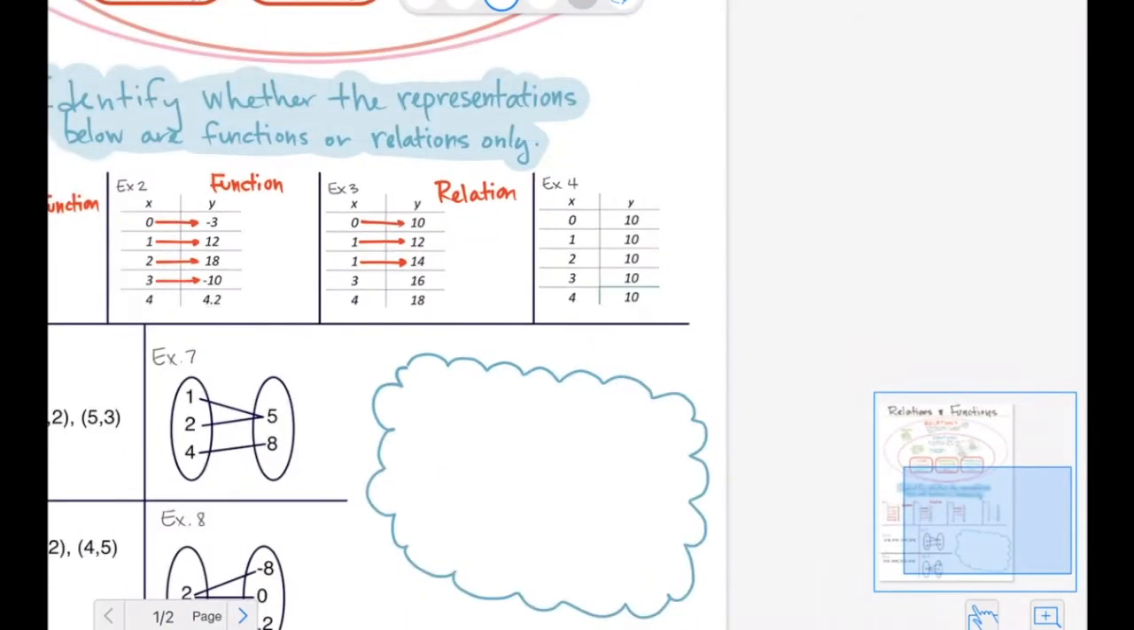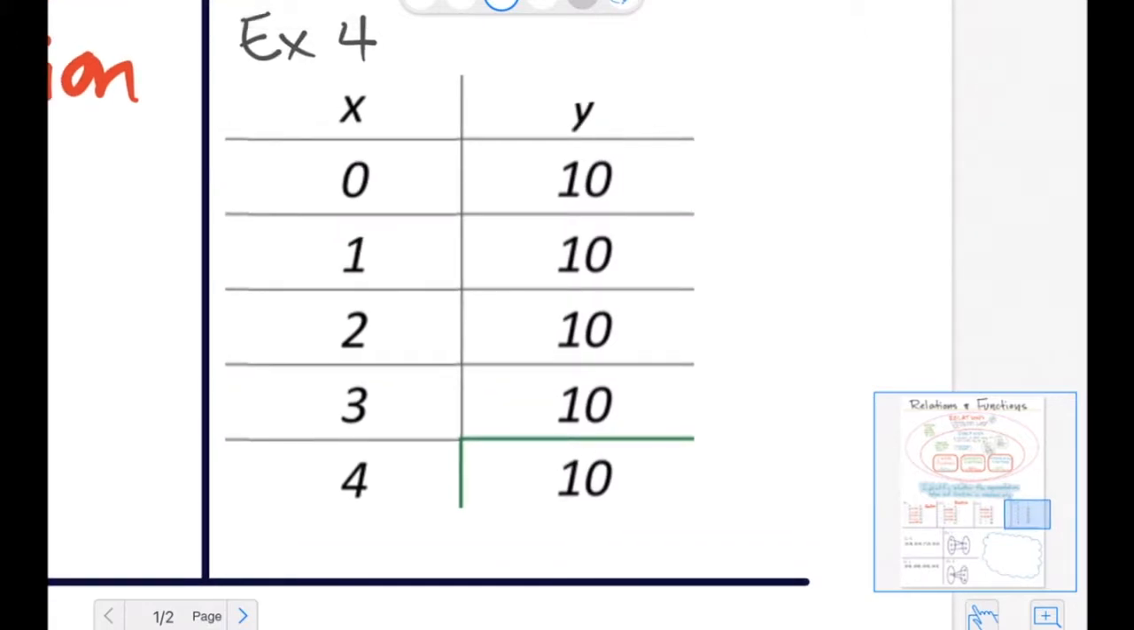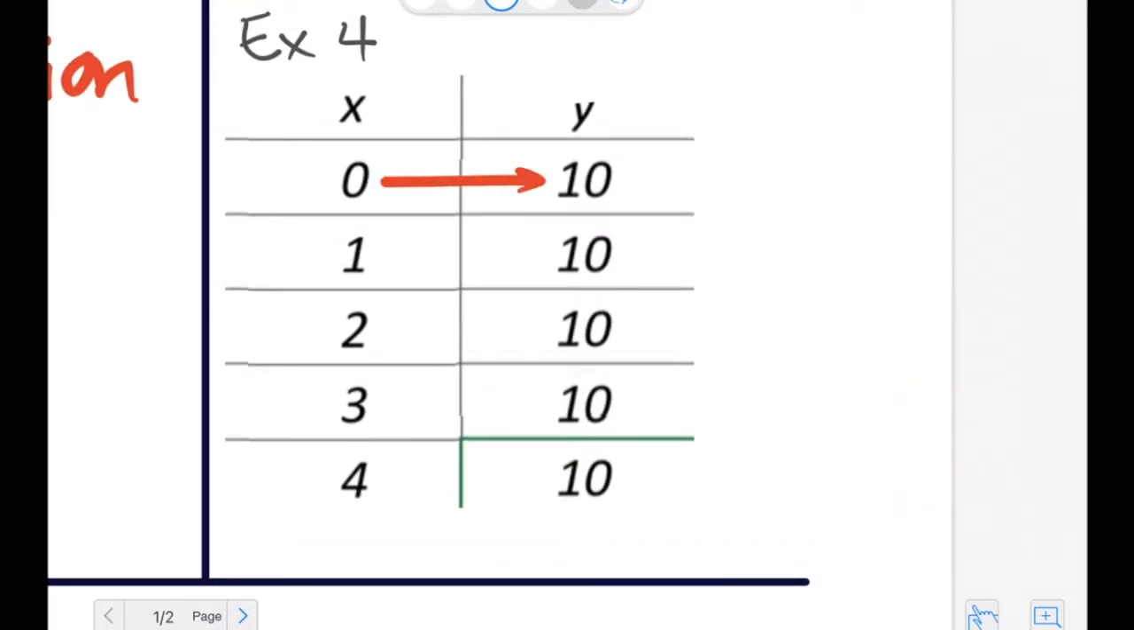And finally, here, notice if we get 0, there's 10 hops. Notice we see a whole lot of repetition here, but every time you push a 1, you get 10. Every time you push a 2, you get 10, a 3, you get 10, a 4, you get 10. So we don't care if there's the same y value over and over.